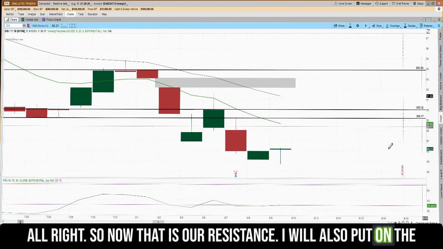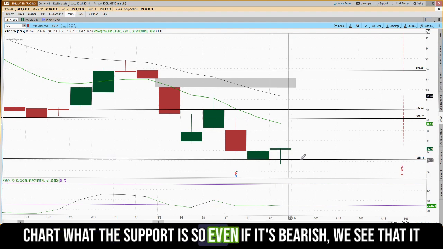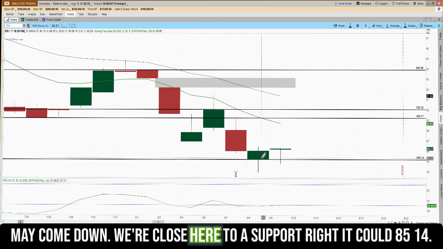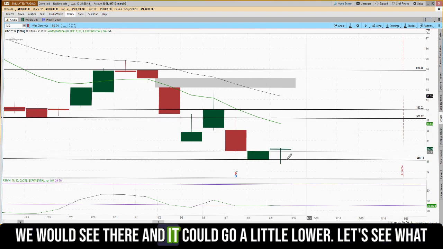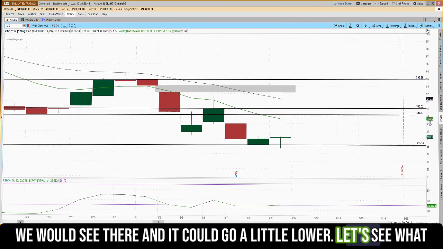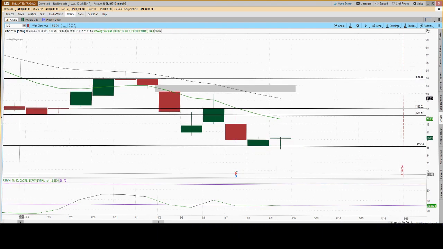I will also put on the chart what the support is. So even if it's bearish, we see that it may come down. We're close here to a support, boom, right? It could be 85.14. We would see there that it could go a little lower.